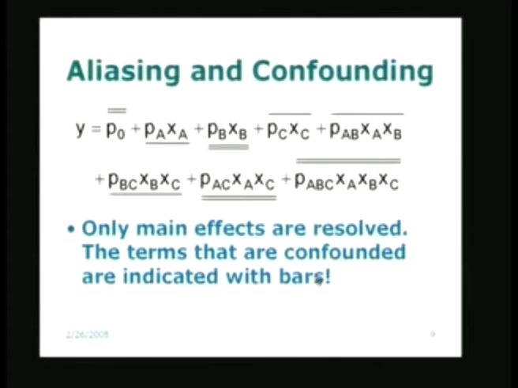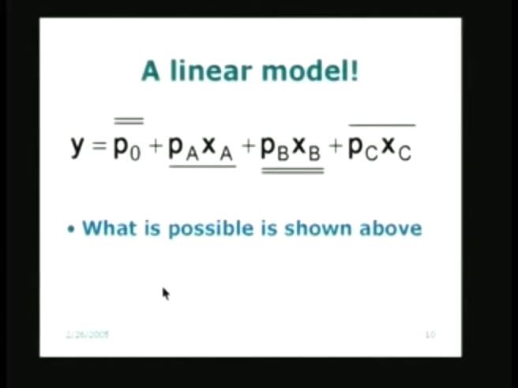Therefore, what it means is that only the main effects are resolved, and the terms that are confounded, which are indicated with the bars here, are not going to be resolved separately. So, this is further brought out by seeing that the model which we can have for this particular case is a linear model, y equal to P naught plus PA XA plus PB XB plus PC XC. That is, I can only have a 4 parameter model, and I can have a linear relationship between y and the x's, XA, XB and XC.